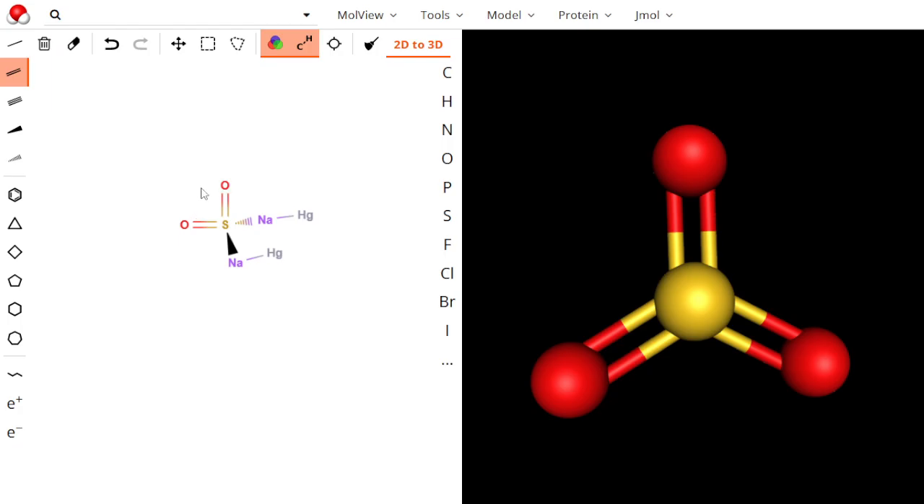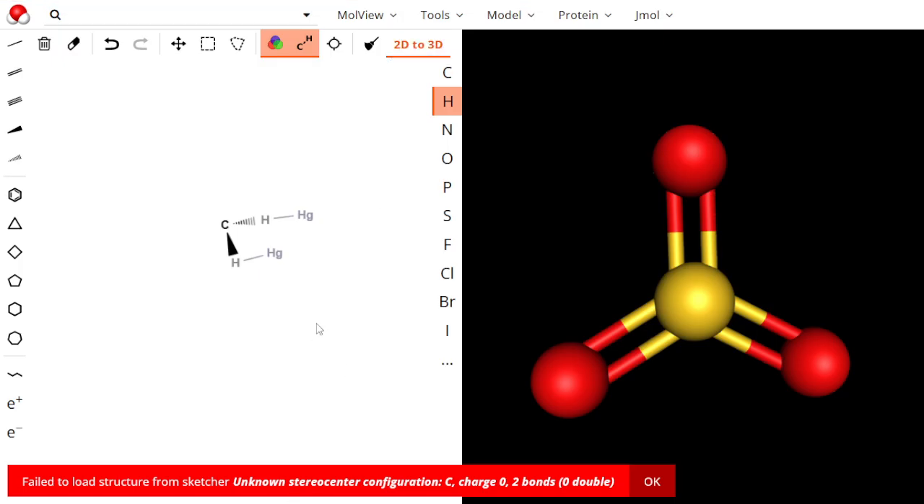But for hydromercurium, we have to do something stupid, because I came up with it, therefore it's stupid. What we have to do is get rid of this, replace it with a carbon atom, and then we erase, and then we have the sodium become hydrogen. I haven't tested this, so I don't know if it'll work. It didn't. Okay.